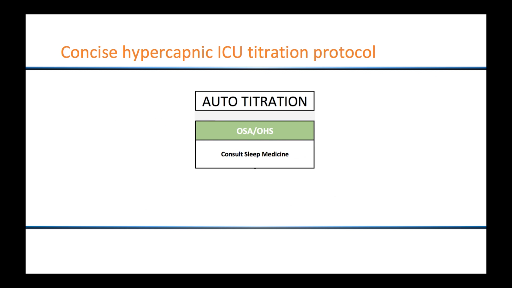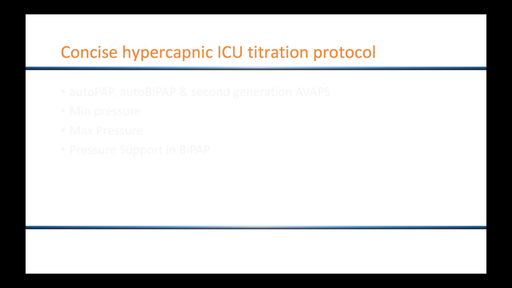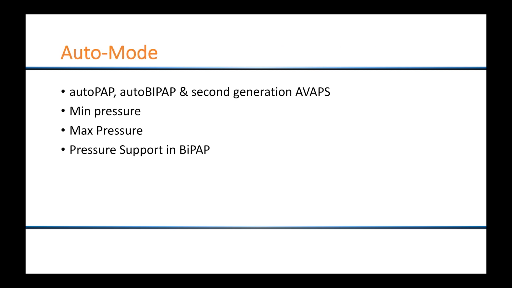Next is OSA/OHS. Notice the auto titration order is different than the manual titration order. In addition, this is the appropriate time to consult sleep medicine. The auto titration order uses auto modes. Examples are auto PAP, which is otherwise known as auto CPAP, auto BiPAP, and second generation AVAPs, which is beyond the scope of this discussion. Auto modes in general set a minimum pressure and a maximum pressure. When you have auto BiPAP, you have a set pressure support that does not change throughout the titration.